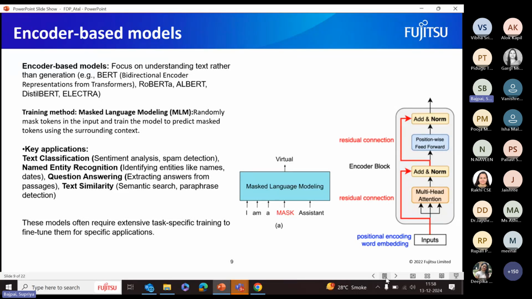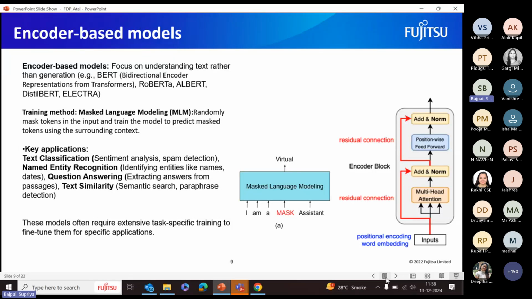For example, here it is "I am a mask assistant." The model's job is to predict this missing word, a fill in the blanks kind of thing. By doing that, the model learns how context affects the meaning. Now let's see what tasks these encoder based models are good at.